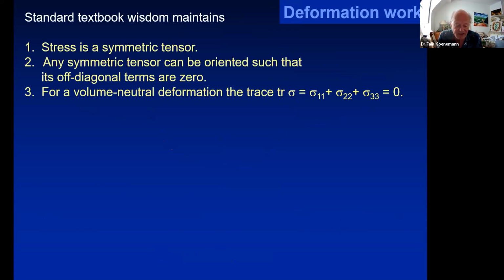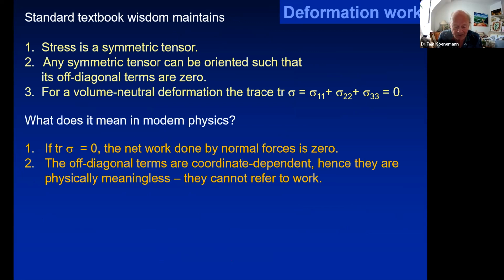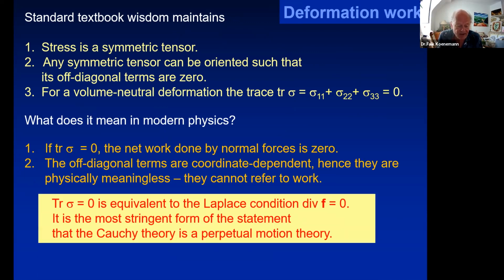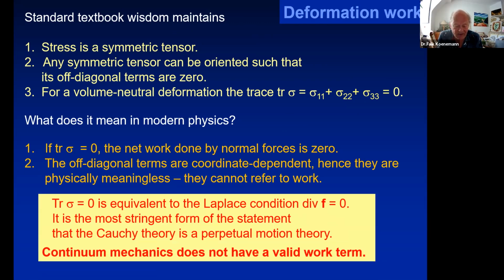The current dogma is summarized by these observations here. You find them in any textbook. But what do they mean in the context of modern knowledge? The trace of the tensor is the only part in all this that is physically relevant, and it is zero. The zero sum of the diagonal terms is the equivalent of the Laplace condition in potential theory. It is the mathematically sharpest form to state that no work is done upon the system. The continuum mechanics theory is a perpetual motion theory. It is invalid by definition.